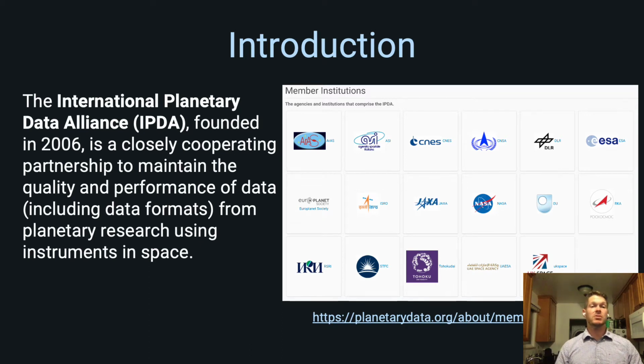To continue on with that, we have our international colleagues, the International Planetary Data Alliance. It was founded in 2006, and it's a cooperating partnership amongst many of the world's space agencies. You see ESA, JAXA, CNES, Europlanet, and a few other agencies. It's really become a great organization for us to collaborate across the world and adopt unified standards and unified approaches to things, not only from a standards perspective, but things like DOIs.